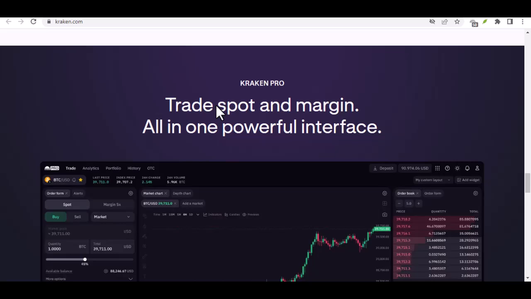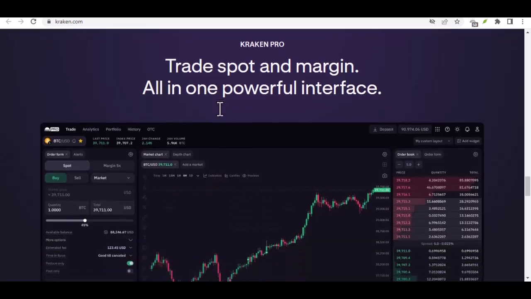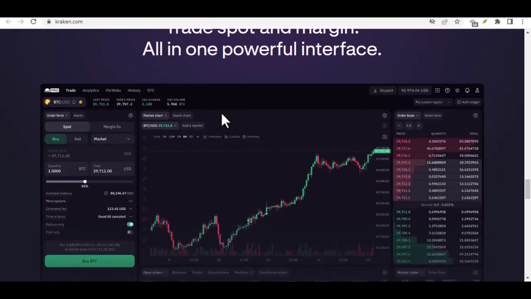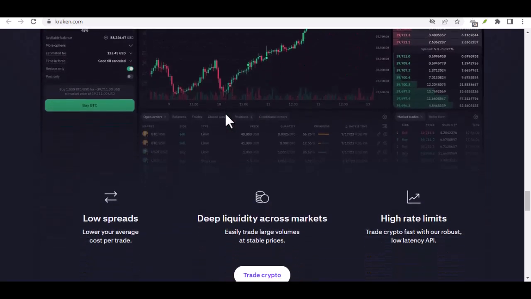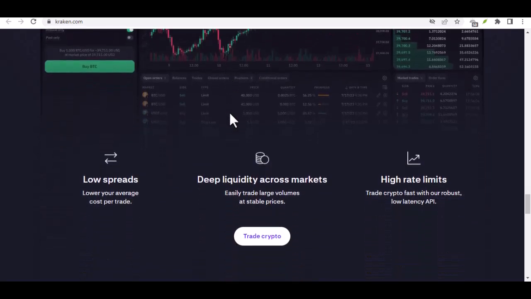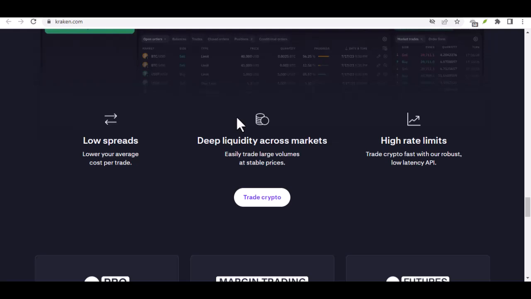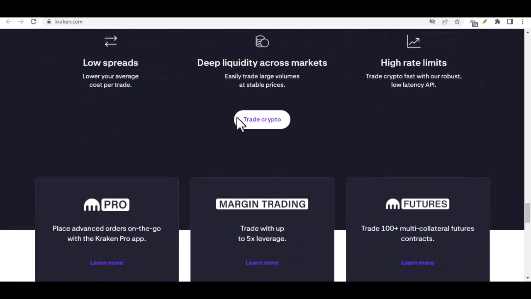Additional tips. Security best practices. Always protect your Kraken account by using strong passwords, enabling two-factor authentication, and avoiding sharing your account details with anyone. Trading fees. Be aware of the trading fees associated with buying and selling USDT on Kraken. Customer support. If you encounter any issues, don't hesitate to contact Kraken's customer support.